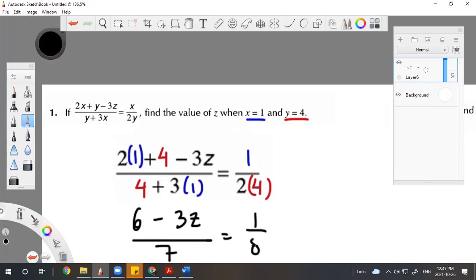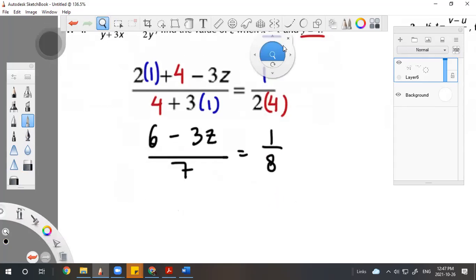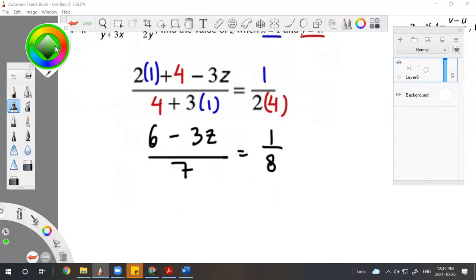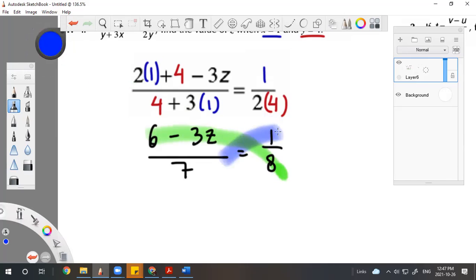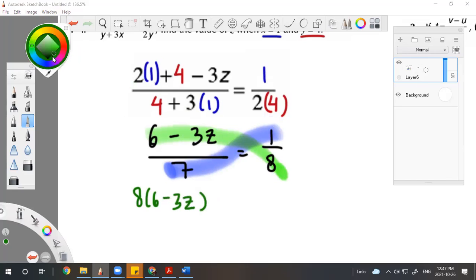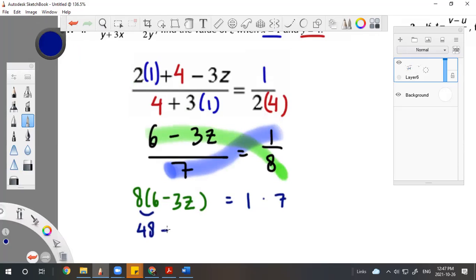Equals 1 over 8. Okay, we are having our simple understanding right now. Simple term, cross multiply, right? And then cross multiply. See? And we will get 8 times 6 minus 3Z equals 1 times 7. So multiply slowly.